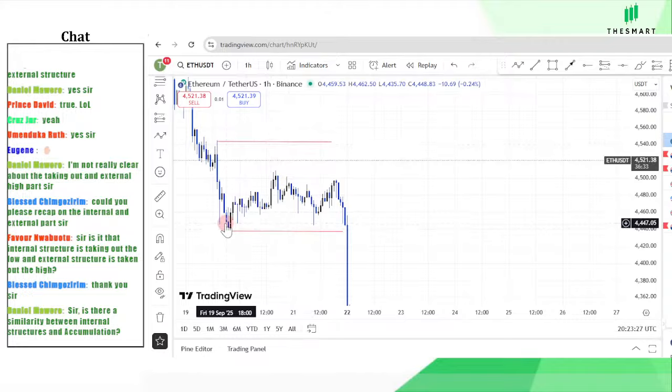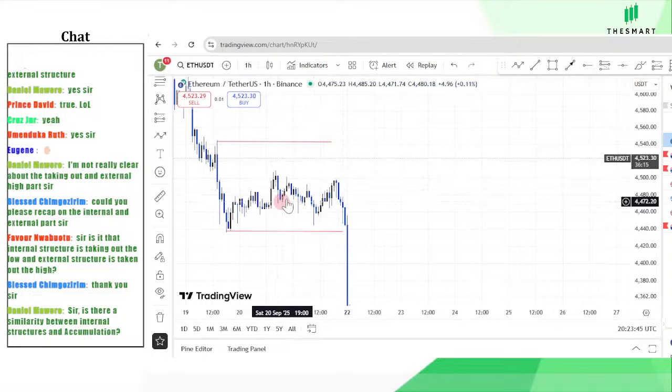So we can say that internal structure is just like an accumulation within the main structure, if that makes sense to you. We can say that the internal movement is like an accumulation, because you're actually trading within a range, not the range I taught you at first, but this other range. It's like you already know what you're doing and you know why you're taking that trade. And I'll teach you how to trade the internal structure and the external structure when we get to all of those points.